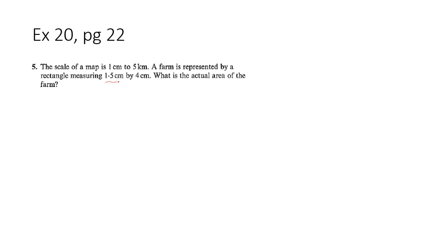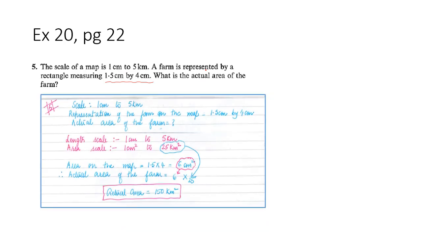So which means we are given the area on the map, because we can always multiply these two dimensions to get the area on the map. We are given the length scale. We need to find out the actual area of the farm. So there we are. The scale is 1 centimeter to 5 kilometers. The area that we need to represent is 1.5 centimeters by 4 centimeters, and we need to find out the actual area of the farm.